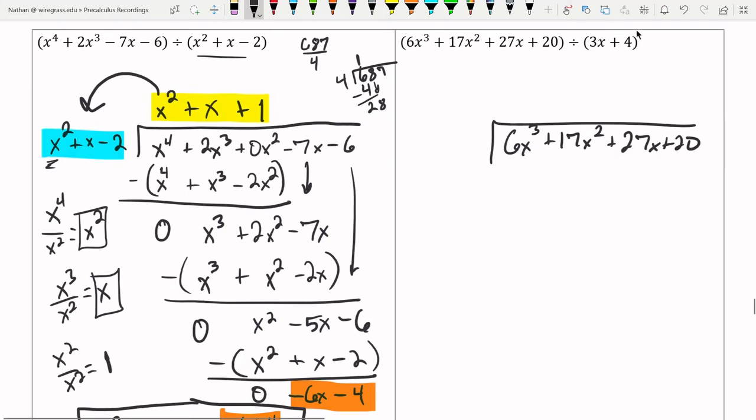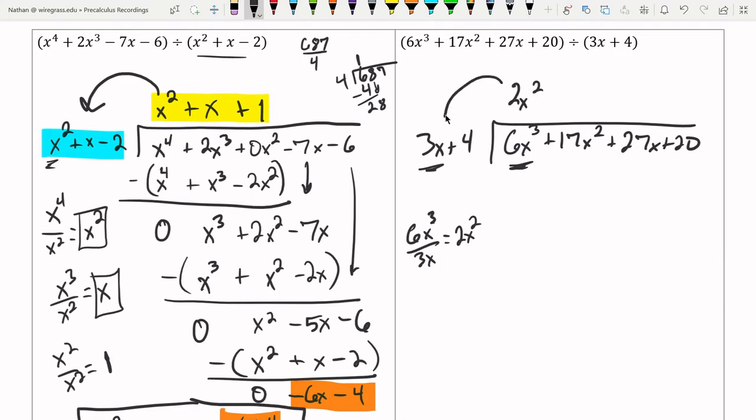And this is the divisor, the denominator, so that's going to go on the outside. Okay, so first term and first term, 6x cubed divided by 3x is going to be 2x squared. And then multiply it through and give us 6x cubed plus 8x squared. Subtract. We get 0. Again, that's what you expect.